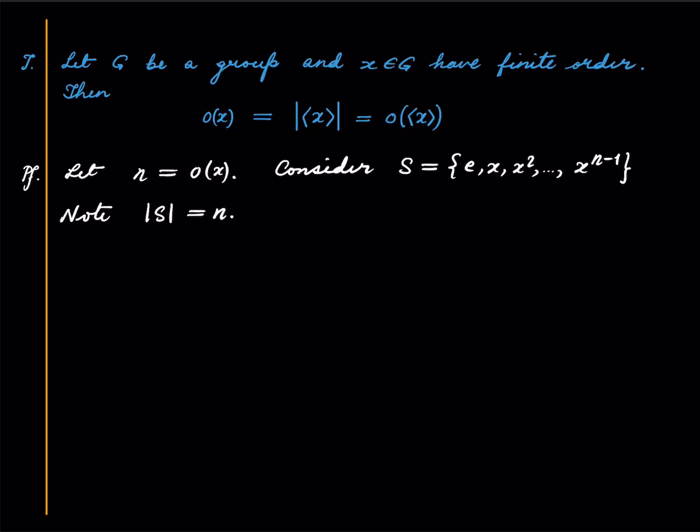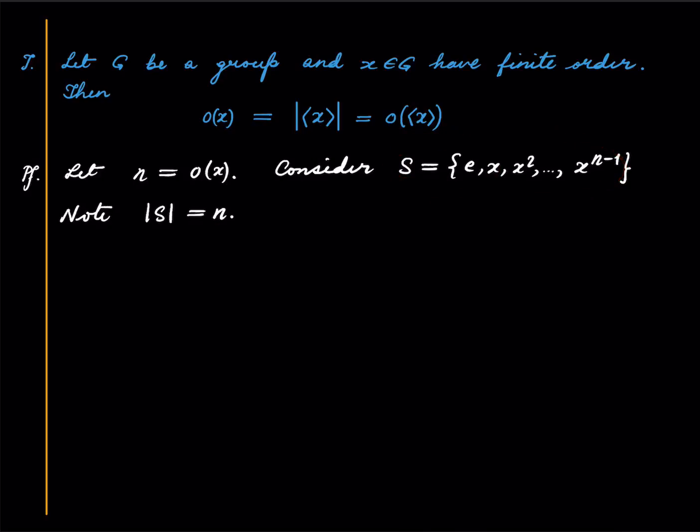Why is that? Because if two different indices gave the same value, so let's say we had x to the i equals x to the j for some i and j distinct, and j greater than i, then we would get x to the j minus i equals the identity. But j minus i would then be strictly less than n. And that would contradict the fact that n is the order of x, because j minus i is also a positive integer, as i and j were distinct. So just convince yourself that the cardinality of S is actually n.